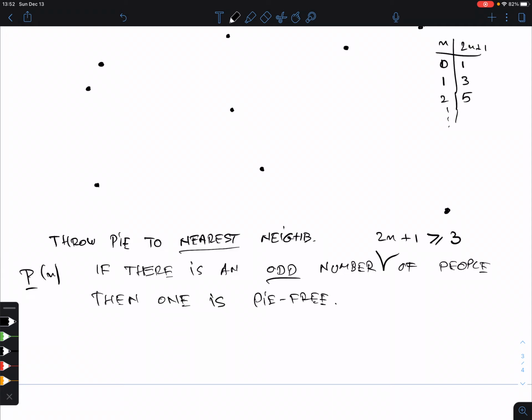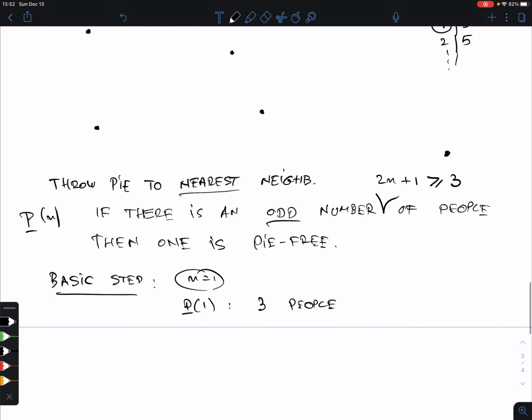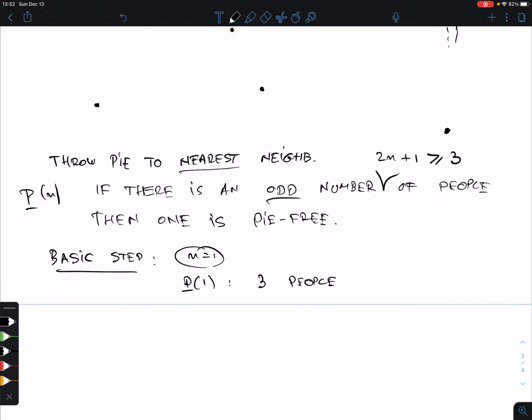But that's why I meant the statement. It's not that P0 is the case 1, but I want to start from case 3. In other words, the basis step here is at 1 and not at 0. So here you see where the basis step does matter. The basis step is for n equals 1, that is P1, and P1 says 3 people. So let's look at the 3 people. Oh, they stand therefore in a triangle, right?